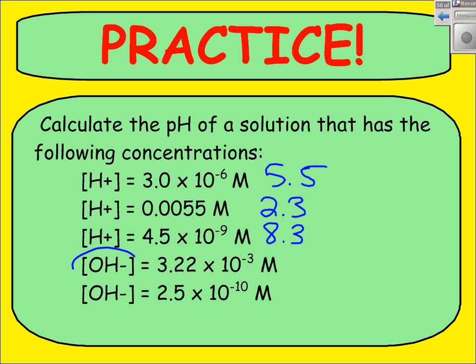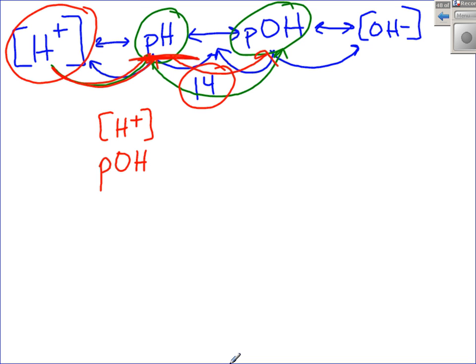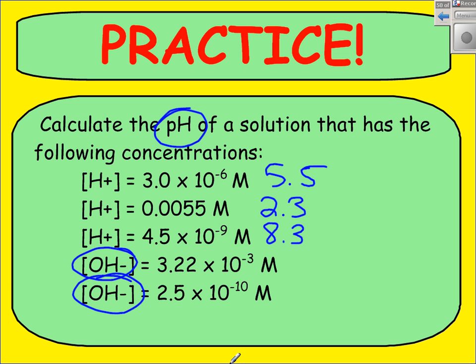Now for the fourth and fifth one, notice that it's giving you hydroxide concentration, yet we're asked to solve for the pH. According to our sequence, we cannot go directly from a hydroxide concentration to a pH. We have to first figure out our pOH and then figure out what pH would be. All right, so let's do that. I'm going to take negative log of 3.22 times 10 to the negative third. When I do that, I get an answer of 2.49. Notice the 2.49 is not the pH, but instead, this is my pOH, since I was given a hydroxide concentration. To figure out pH, you have to subtract that from 14. So 14 minus 2.49 gives me 11.5.